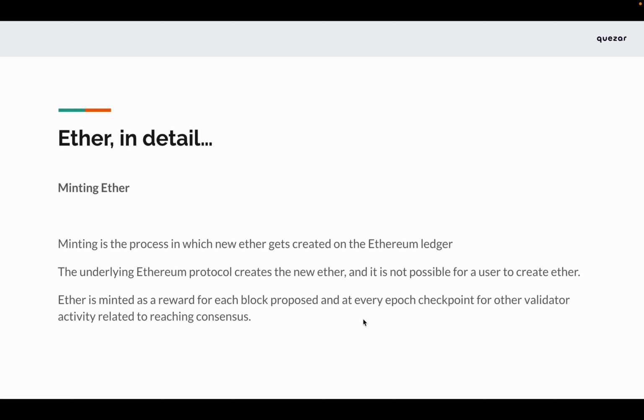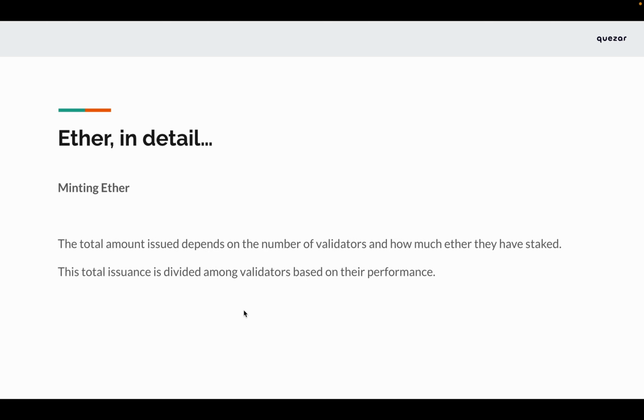So if you recall, whenever a new block needs to be added, it is propagated throughout the network, and each of the nodes of the network verifies and validates the block and approves it. So for participating in that process, each of the nodes involved also gets rewarded in the form of Ether, which is a fraction of the total amount of new Ether minted on the protocol for adding a block. So the total amount issued depends on the number of validators and how much Ether they have staked.